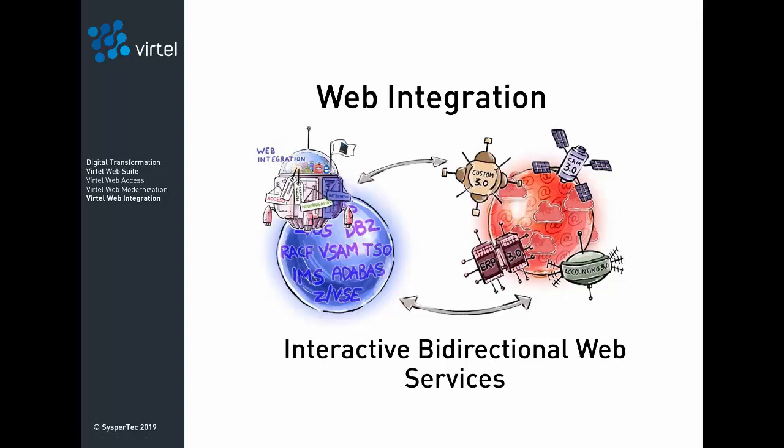Hi, this is Callie. In this video, we'll focus on the third and last part of our proposed digital transformation plan, which we refer to as Web Integration. It consists of creating interactive bidirectional connections between mainframe and web applications in the form of web, message, or email services.